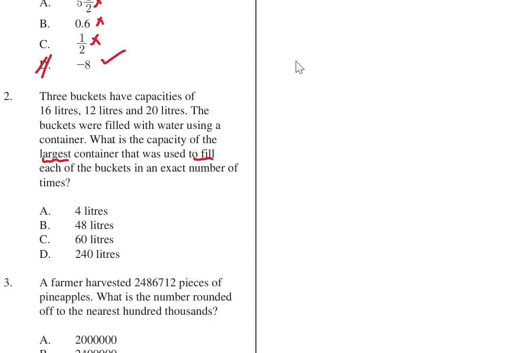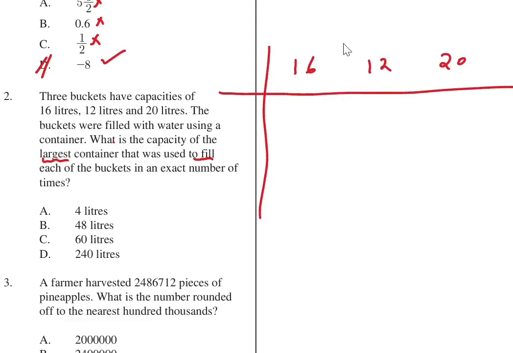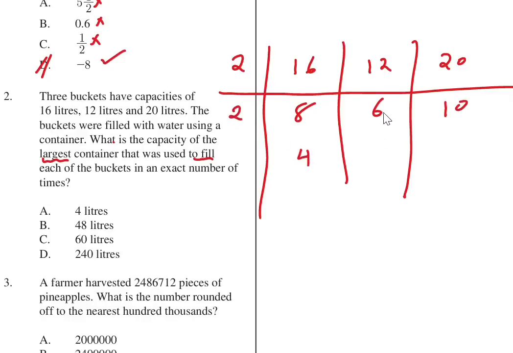So I'm going to write here. Here we have 16, here we have 12, here we have 20. This is a very simple question. So we start with a number that can divide all the numbers. So we start with 2. Here we get 8, here we get 6, here we get 10. Then we can use 2 again. So by 2, here we get 4, 6 divided by 2 is 3, here we have 5. There's no number that can divide 4, 3, and 5, and therefore the GCD is equal to 2 times 2. Therefore, the largest container is 4 liters, and therefore the answer is A.